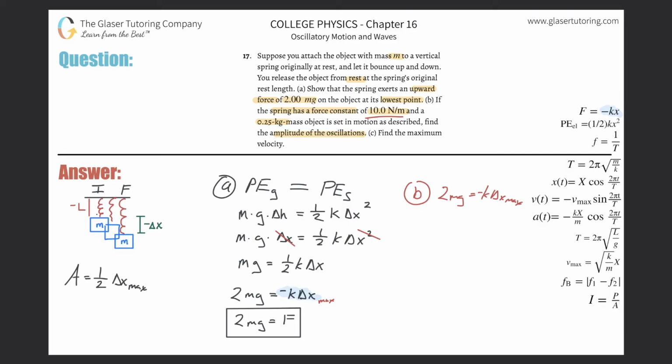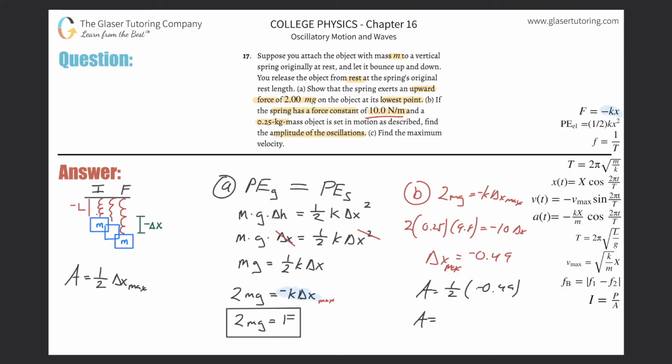All right, and now just plug in. So 2, the mass was 0.25, gravity is 9.8, the spring constant was 10, and we're going to solve for delta x. When we do that, let's take out the calculator. It's 2 times 0.25 times 9.8, all divided by negative 10. So we get negative 0.49. Now remember, this is the max. But we want to know the amplitude, not the max. So notice that amplitude is just half of that x max. So A will be equal to 1/2 of negative 0.49.